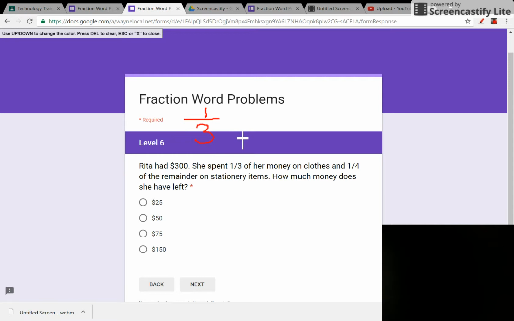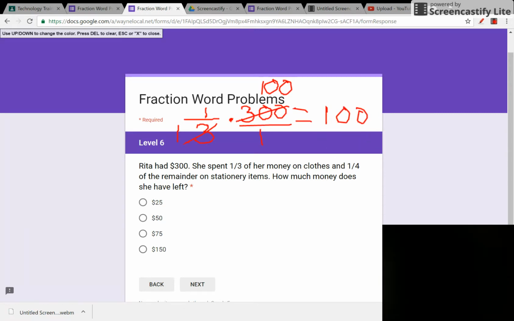1/3 times $300, which remember you're going to do 300 over 1. I see that the 3 and the 300 would reduce. You should get used to doing this at this point. So I'm going to cross out the 3, make it a 1, cross out the 300, and make it 100, because 3 goes into 300 100 times. Cross multiply, I see on the bottom is just going to be 1, so this will be a whole number. 100 times 1 is $100.